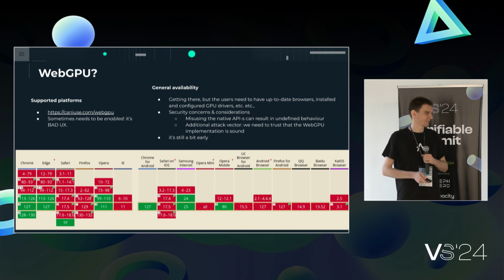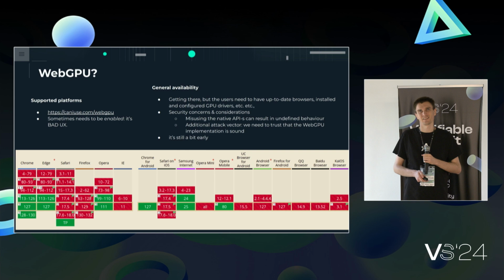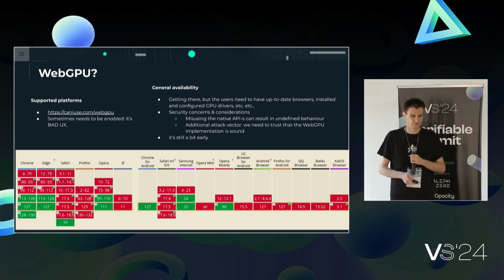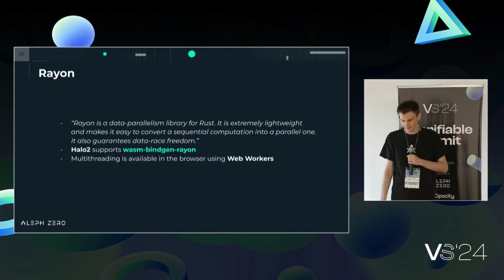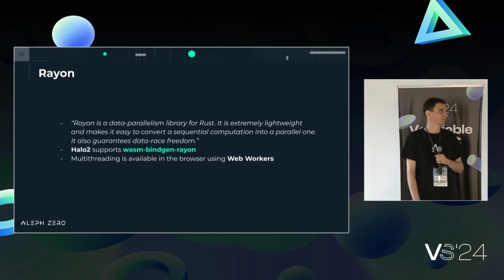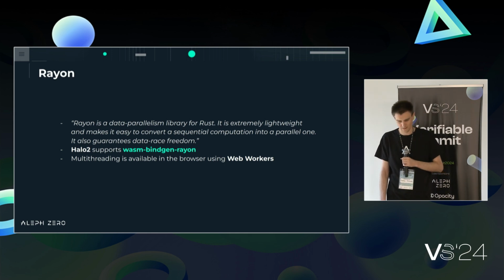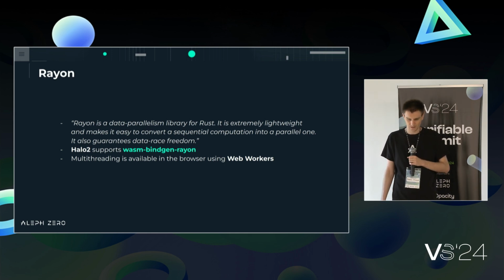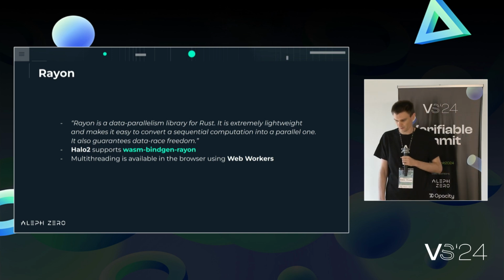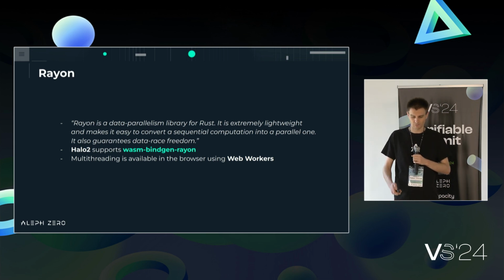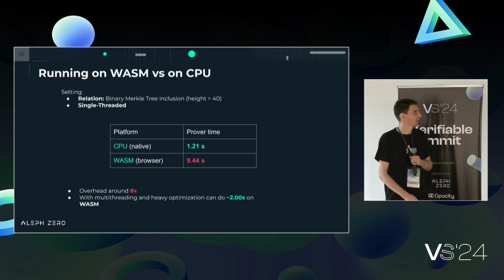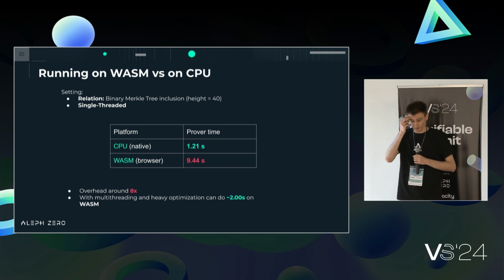So this is telling us that WebGPU is not yet a solution for multi-threading, and in particular for speeding up proof generation. What we use instead is the Rayon library, which allows you to do parallelism and multi-threading in Rust, and Halo 2 actually supports Rayon. So we essentially use Rayon and plug in web workers, which is a web standard, to get parallelism, to get multi-threading.